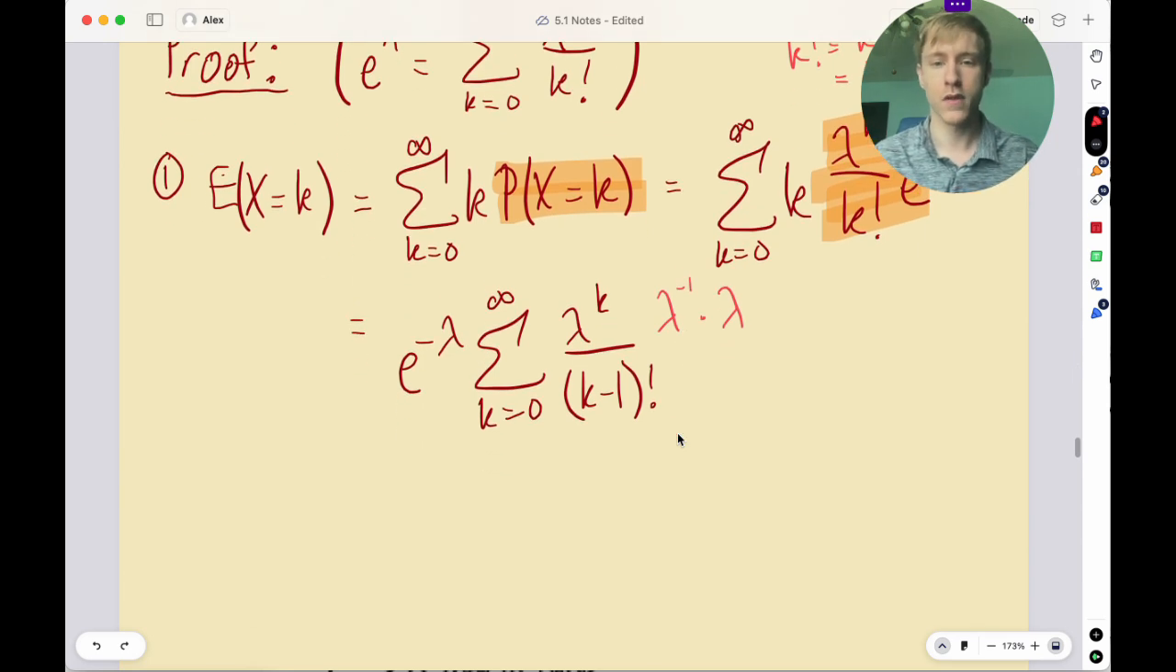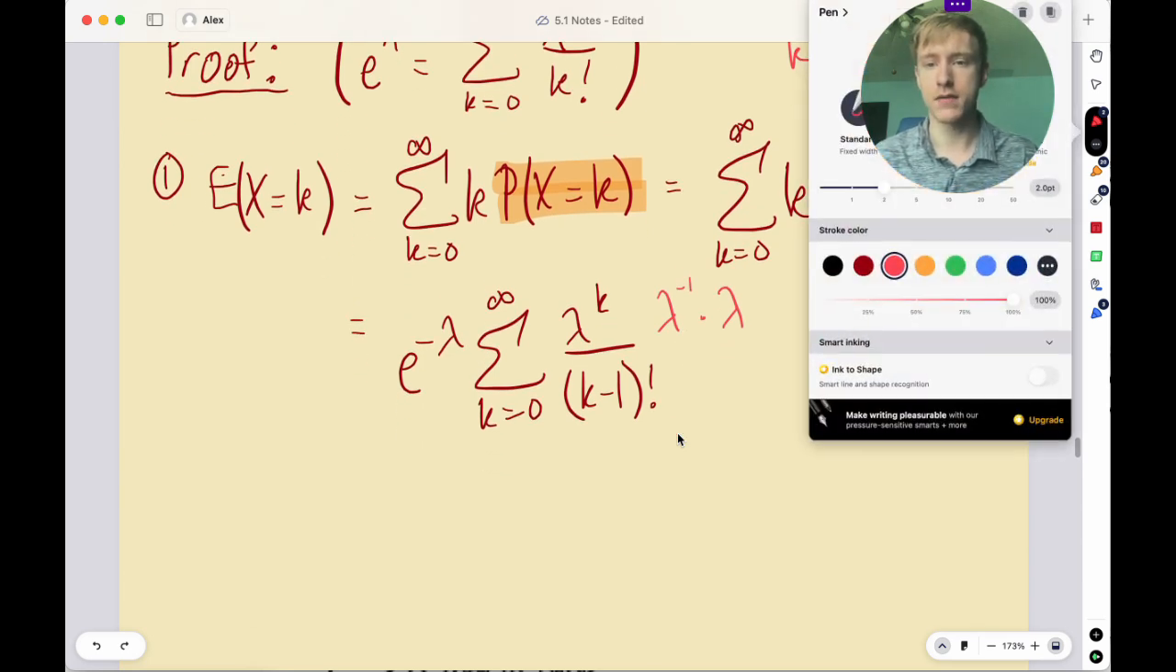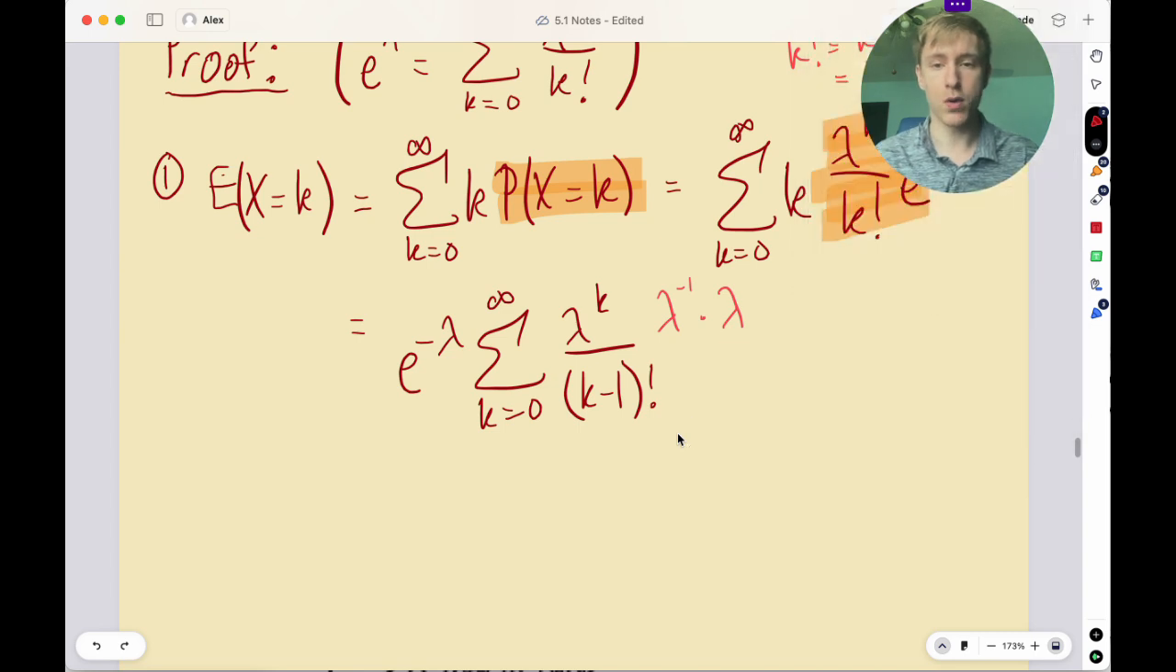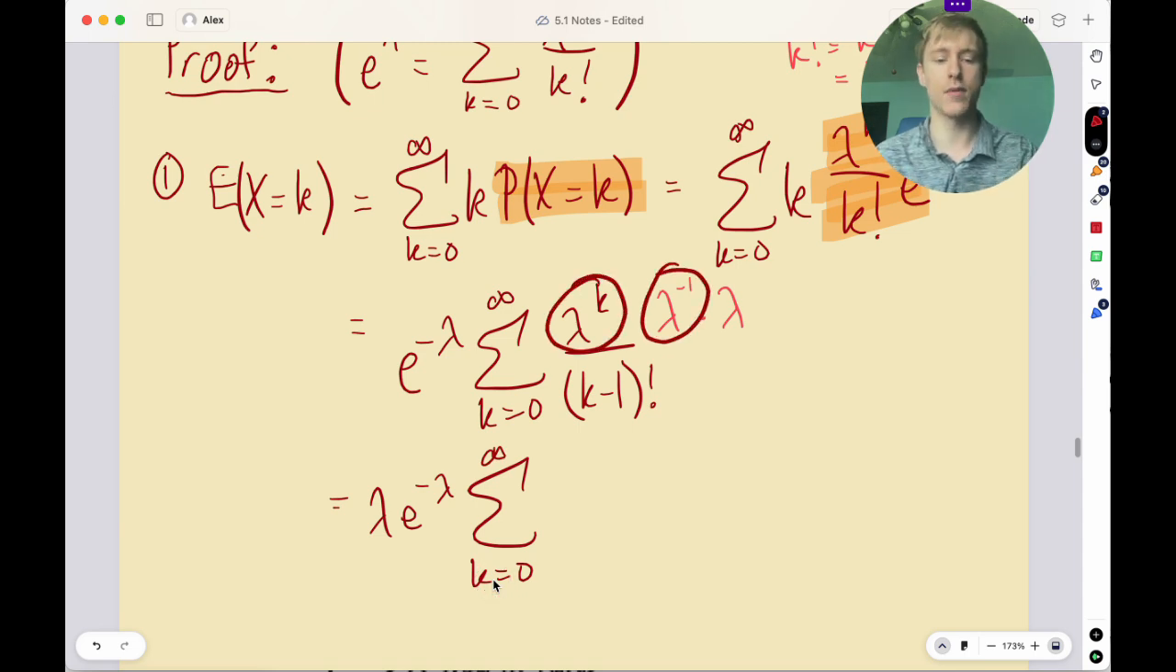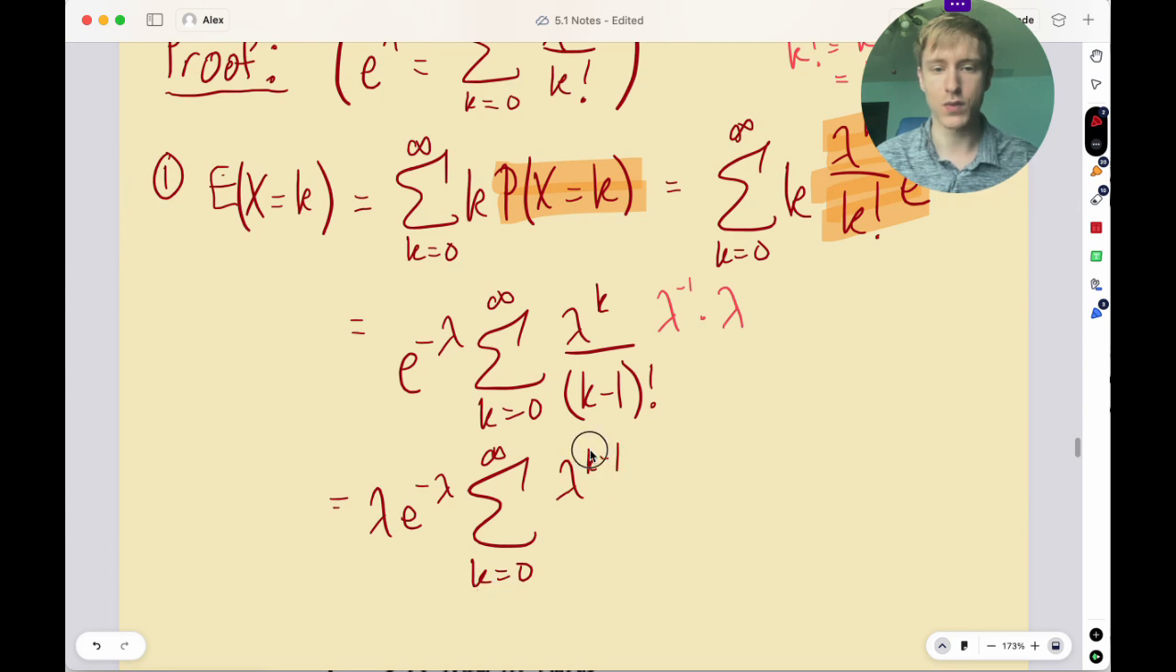And what is that going to get me? Well, I'm going to pull this lone lambda outside now, and this is going to equal lambda e to the minus lambda times the sum from k equals 0 to infinity of lambda to the k times lambda to the minus 1. That's going to be lambda to the k minus 1 over k minus 1 factorial. And really, I should change the bound on the sum, because it no longer works for k equals 0.